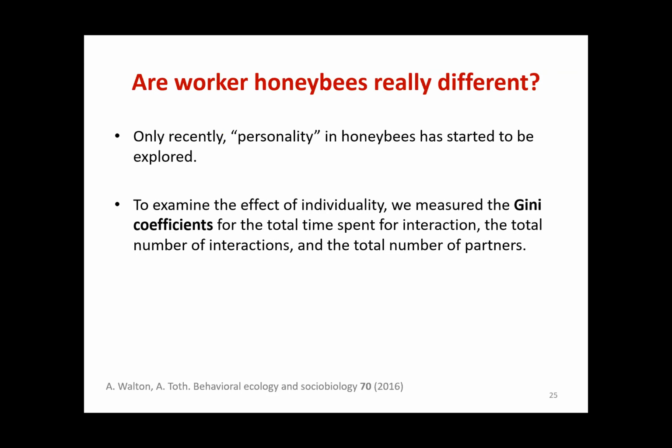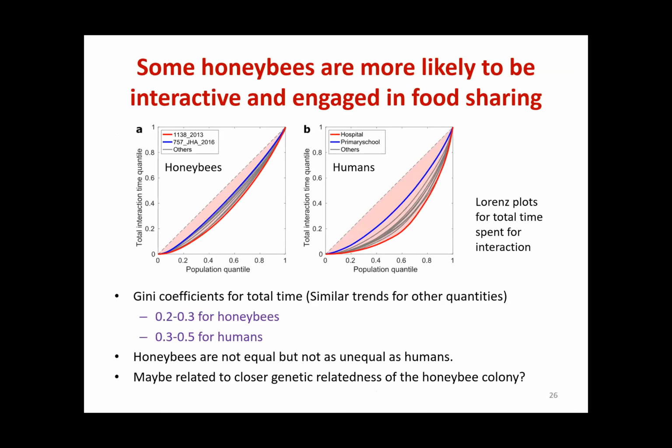So we measured the Gini coefficients for total time spent for interaction, total number of interactions, and total number of partners for all the data sets we analyzed. Here, Gini coefficient is the quantity used in economics to quantify the inequality in the society. So in our case, it means the inequality in the individual contribution to the social interactions in the community. And here is the result.